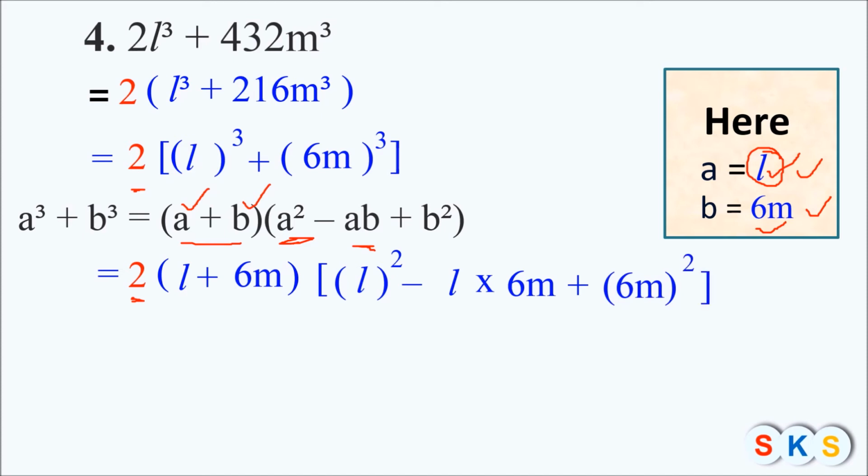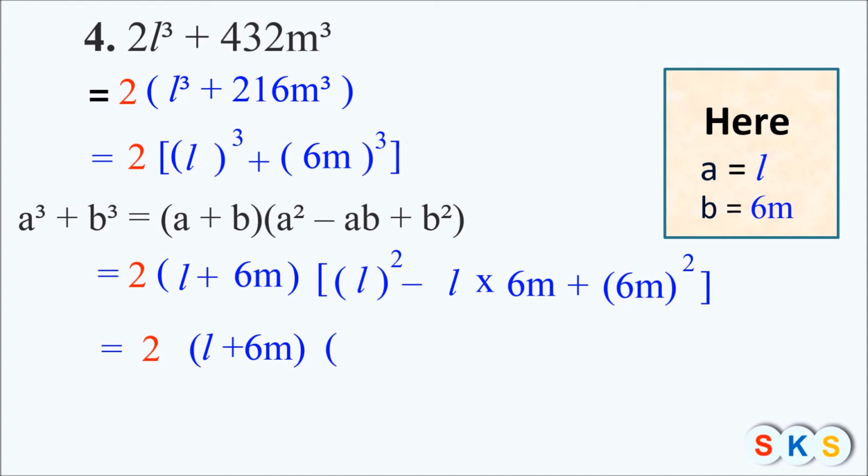After substituting the values of a and b in this formula, we will simplify it further. So we will get here 2 in a bracket, l plus 6m. It cannot be simplified further, so I've copied it as it is. In the second bracket, we have the first term as l square. L square means l into l. So what we'll get here?